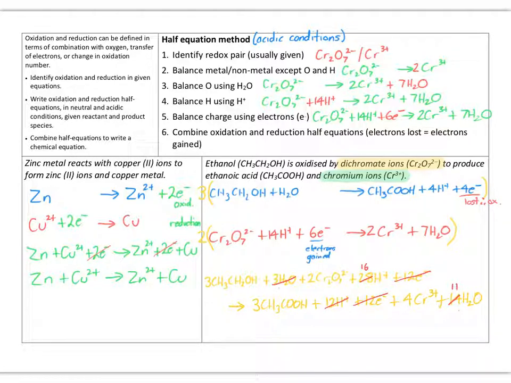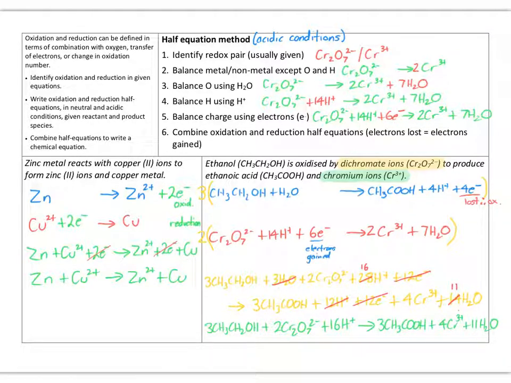So that leaves us finally with 3CH3CH2OH plus 2 dichromate plus 16H plus goes to 3 ethanoic acid plus 4 chromium ions plus 11 H2O.